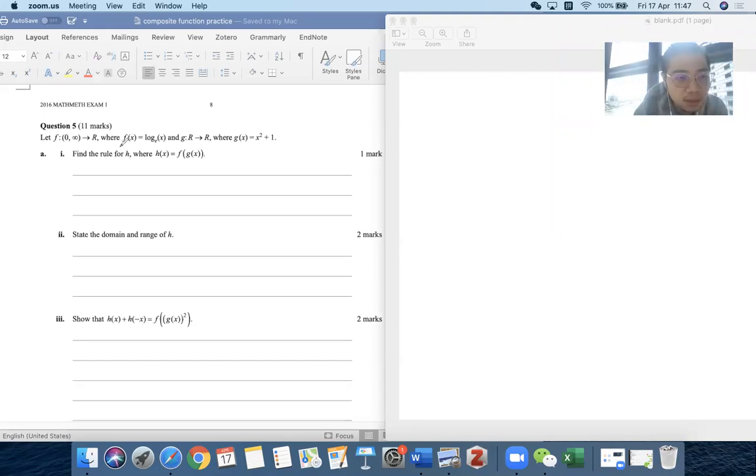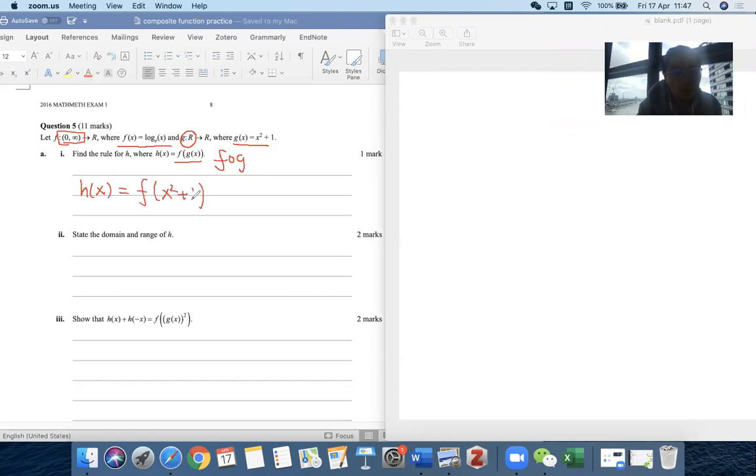So the first one gives us f(x) and gives us the domain. Okay. And this one gives us g(x) and also the domain. Okay, now the first one asks us to find f(g(x)). So we plug in h(x) equals f, squared plus 1, which is g(x), and it becomes log_e(x squared plus 1). Okay, pretty straightforward. And this is only 1 mark. 1 mark means 1A. Okay, it means if your answer is correct, you get this mark.